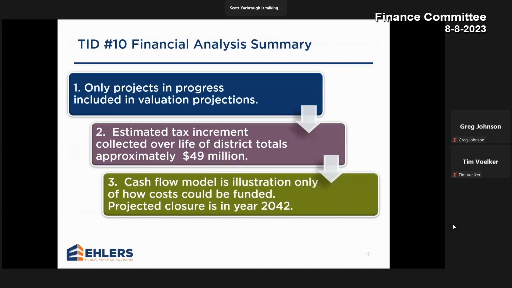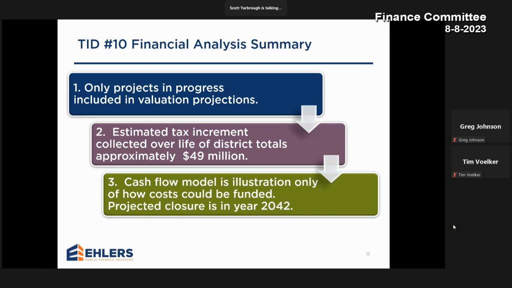So just a summary of the analysis for TID District number 10. We've only forecasted the incremental value from projects that are under construction. The estimated tax increment collected over the full life of the district is about $49 million. We've done a cash flow model illustration that shows how project costs could be funded. Again, by approving a project plan, you're not committing to any expense, you're just making them TID eligible expenses if those projects move forward.